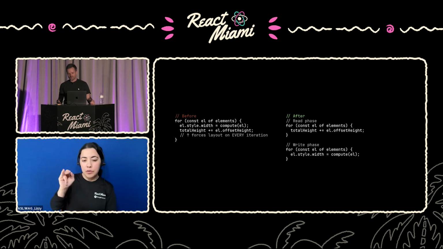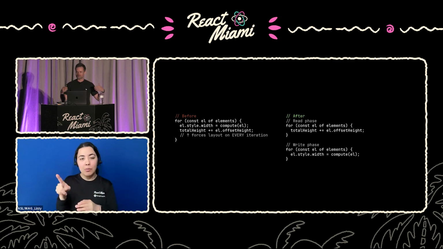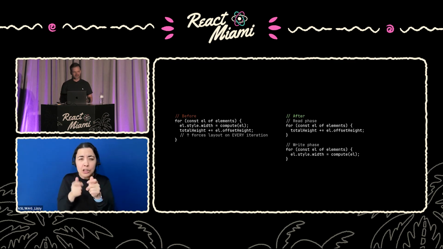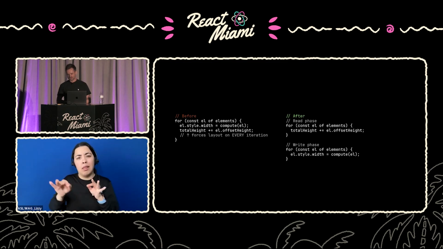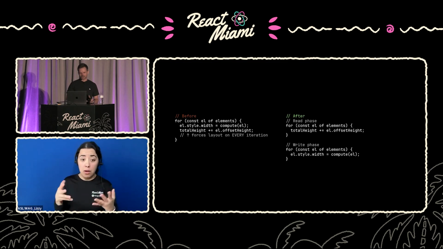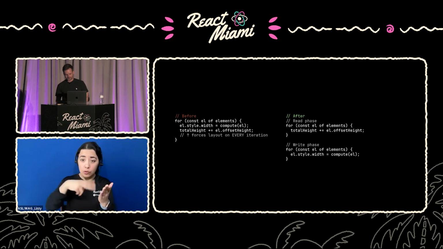But there's something worse than a forced reflow: multiple forced reflows. If your code alternates between writes and reads from the DOM, you're forcing the browser to recalculate layout on every single iteration, and that makes it super slow. This is called layout thrashing. And the fix here is to batch. Do all your reads together and all your writes together.